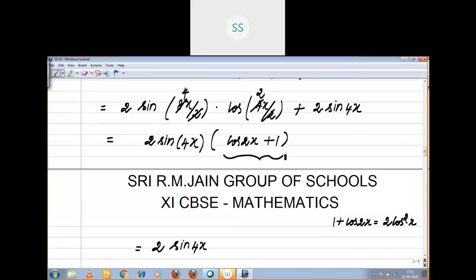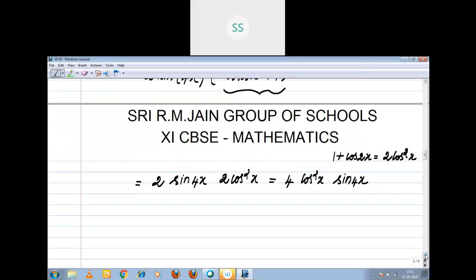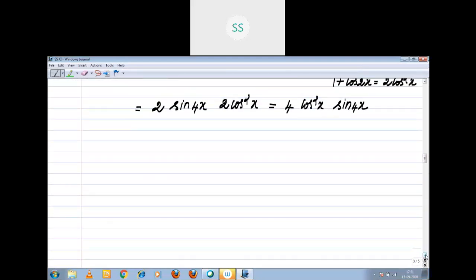Now you see 2 into sin 4x. This one can be replaced by what? 2 cos square x. Then what is your result? 4 cos square x into sin 4x. 1 plus cos 2x equal to 2 cos square x. 1 minus cos 2x equal to 2 sine square x. Got it, children? Whether did you understand or not? Yes.